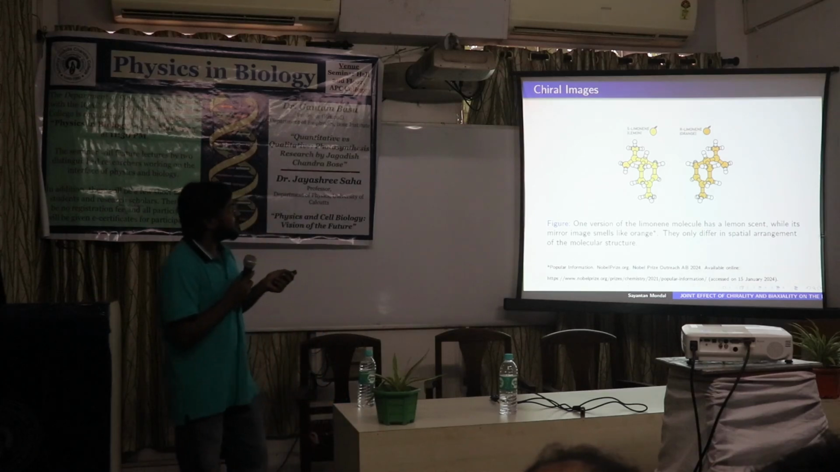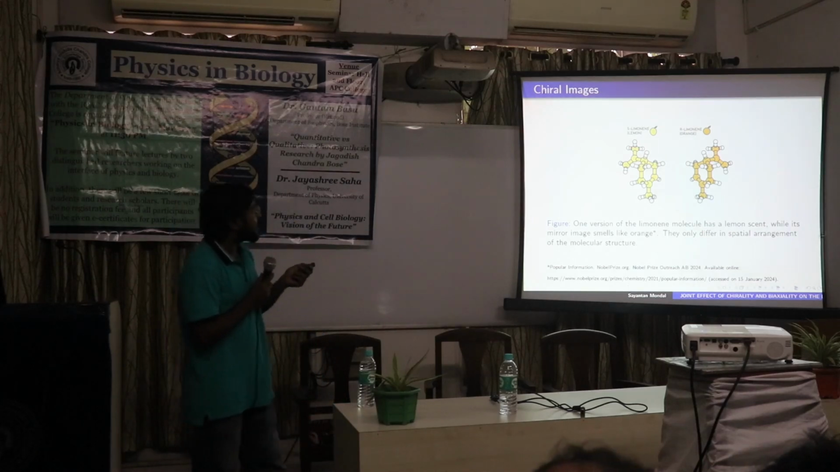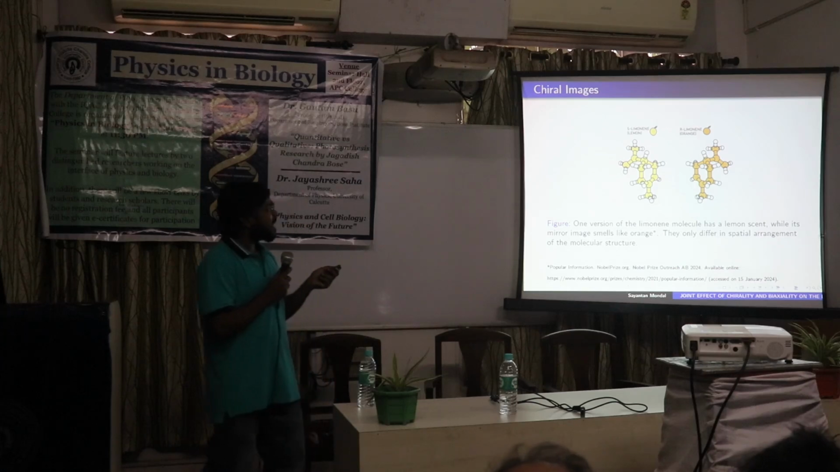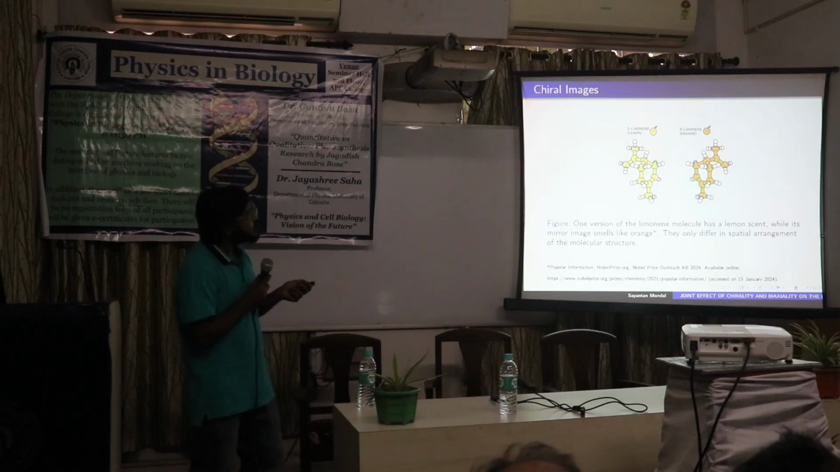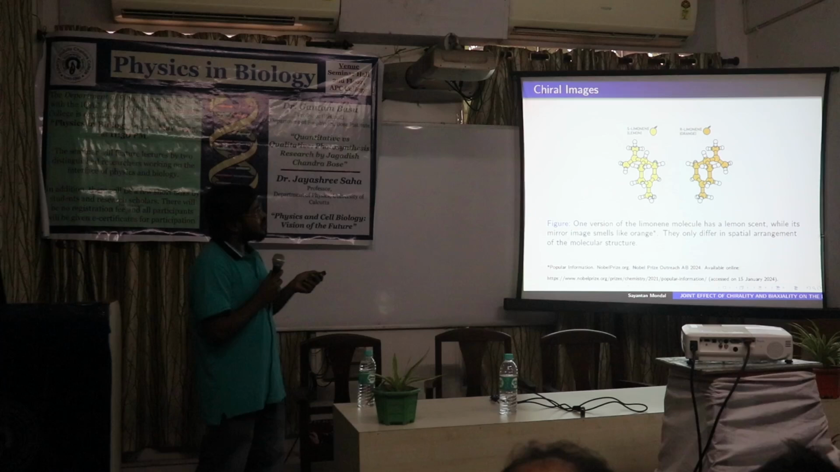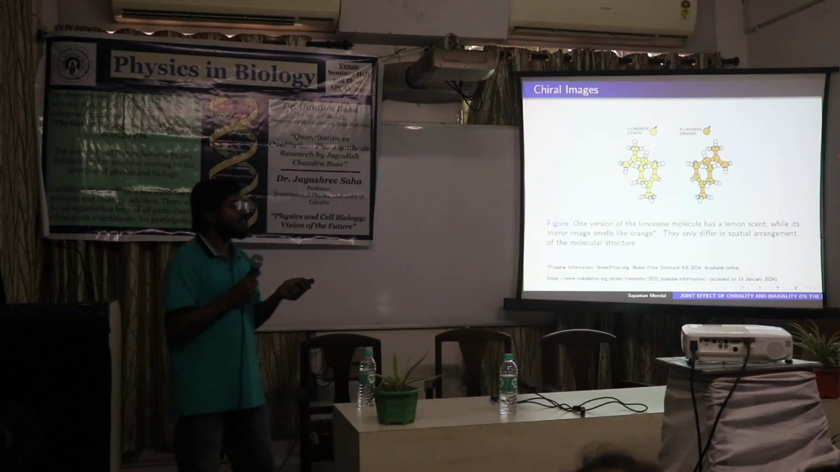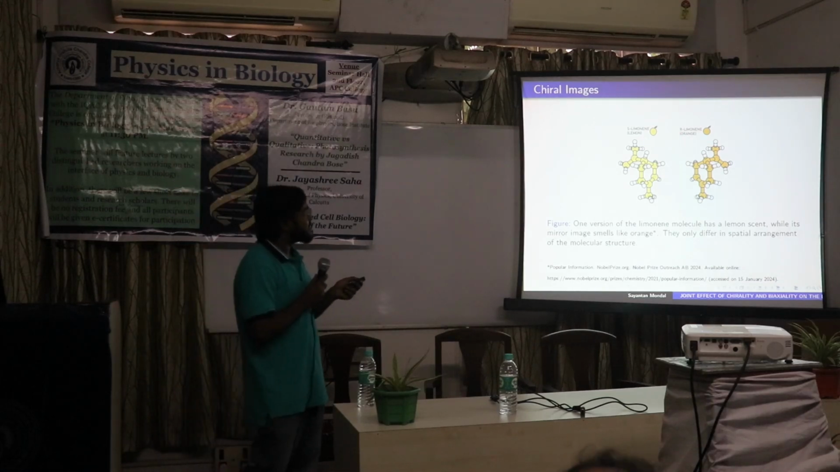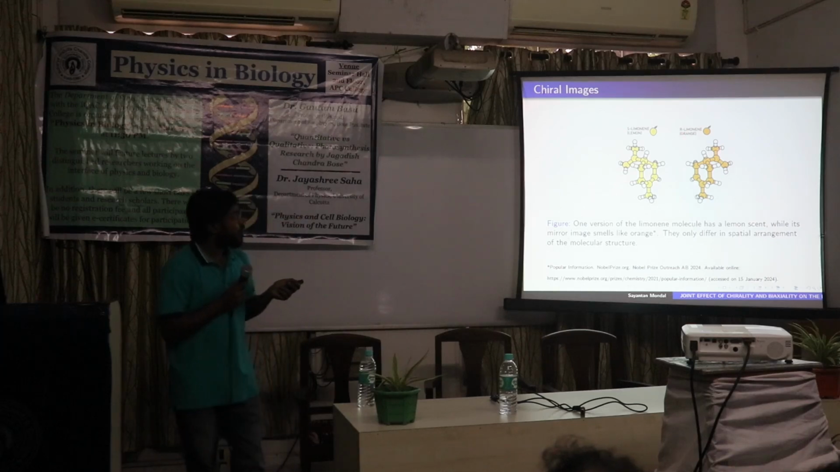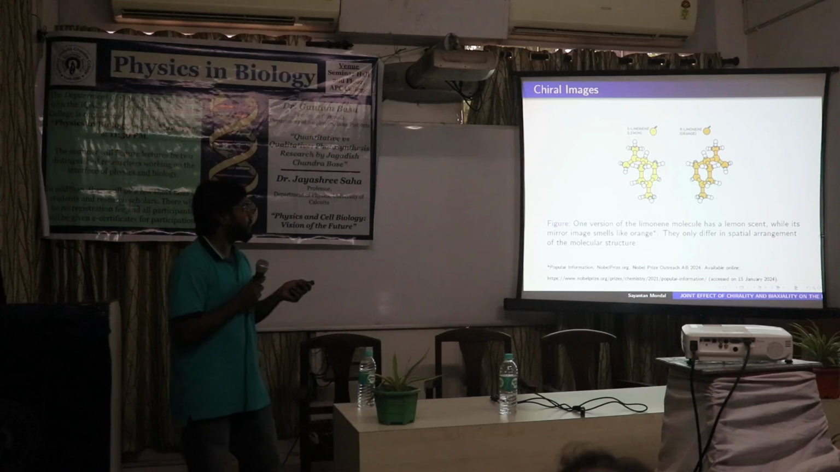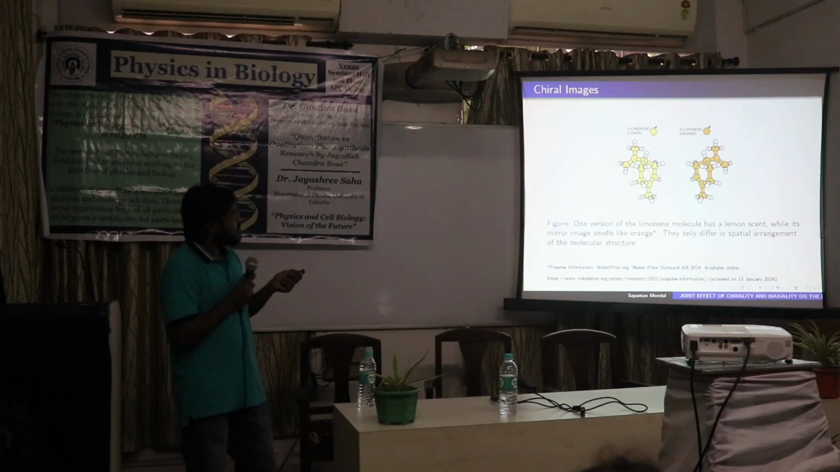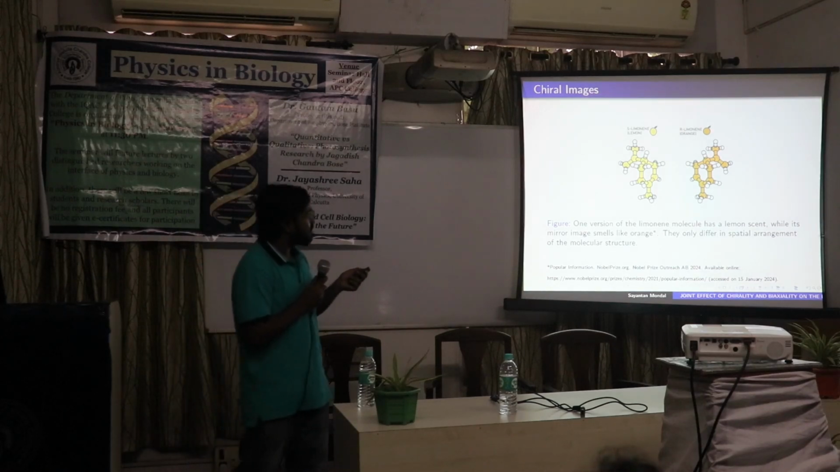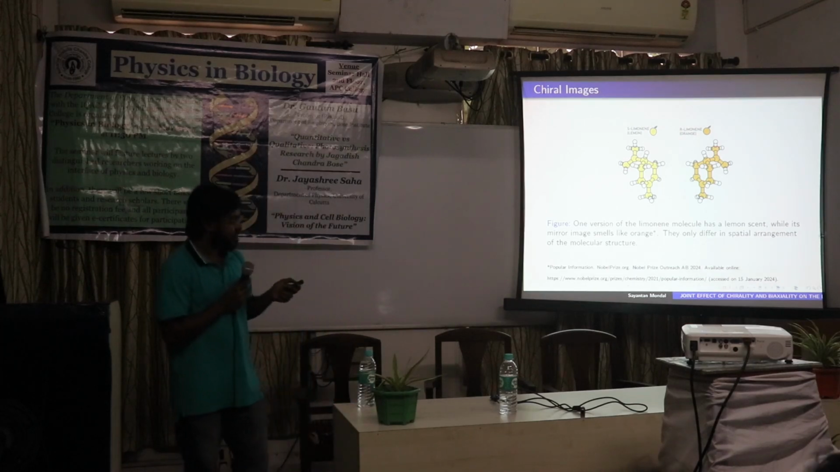Now, why is this important? This is just to give a taste of why different chiral images are important. These two molecules are almost similar in structure. Why did I say almost? Because in spatial arrangement, their handedness is different. One is S-limonene, another is R-limonene. Just due to the difference in their handedness, they show different properties. S-limonene smells like lemon and R-limonene smells like orange.